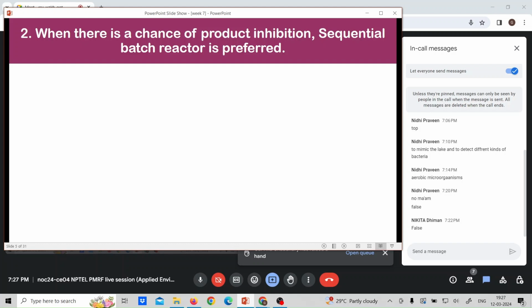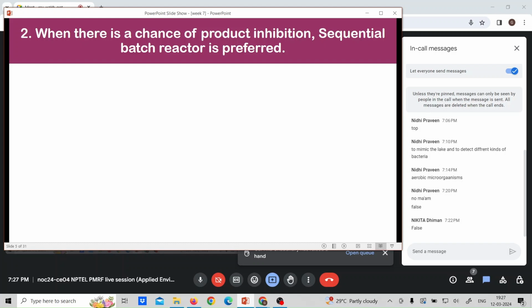When I say product inhibition, it means the product formed itself will inhibit the microorganism. If you have studied enzyme kinetics, and even if you have not, that's not a problem, you would have heard about many kinds of inhibition. Inhibition is a general term. It means something is hindering or stopping the activity of a biomolecule or a microorganism.